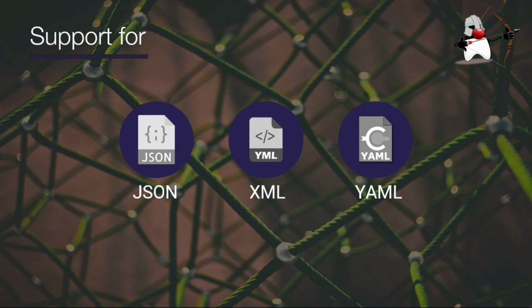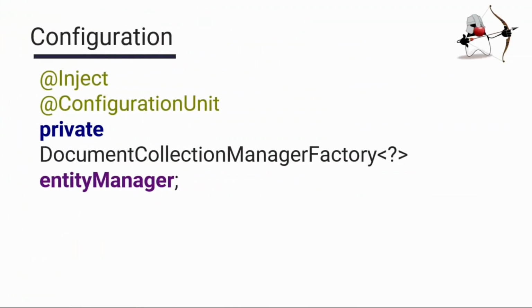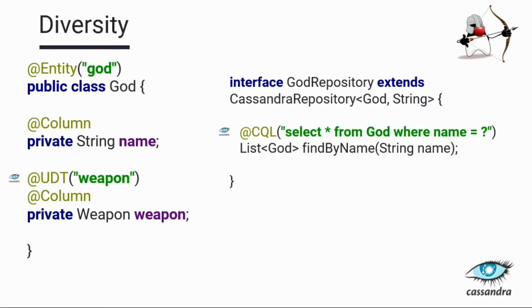There's support for several different formats, for example, JSON, XML, and YAML. The configuration, as you see, the naming was also picked here, that you see in the names of the member variables, that, for example, the documentation collection manager factory and the documentation collection manager would serve a similar purpose in this case as you would use the entity manager in traditional JPA. So here, again, you see that there's diversity and there are certain annotations that work for particular systems.